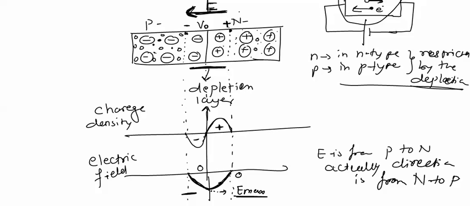We will revise all the things. First, we join a P-type semiconductor with N-type semiconductor. A junction is formed between them. On P side, majority charge carriers are holes, and on N side, majority charge carriers are electrons. There are very few electrons on P side and there are very few holes on N side.